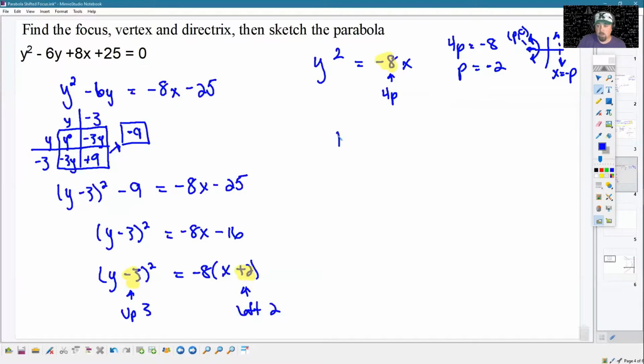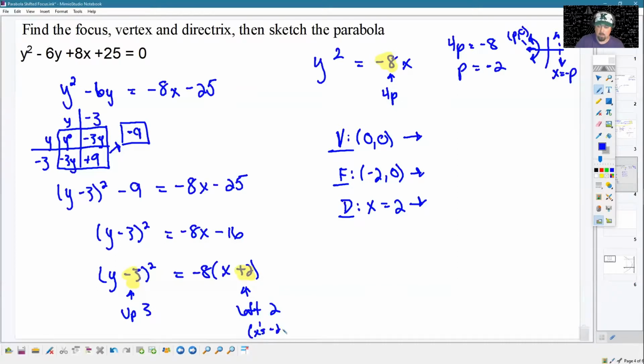So we know that our vertex is going to start at 0, 0 for this one. The focus for this one is going to be -2, 0, because it's whatever value we got for p and 0. And the directrix is an x equals, and it's x equals -p. -2 is +2. Now let's apply our transformations here. So we're going to do the x first. So x tells me left 2. So that means I'm going to take the x values and I'm going to subtract 2 from them. So both these x values minus 2, that's -2 and that's -4.